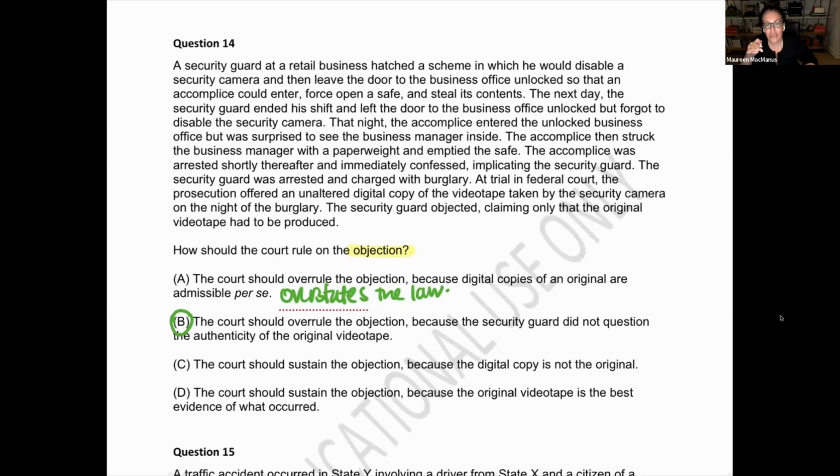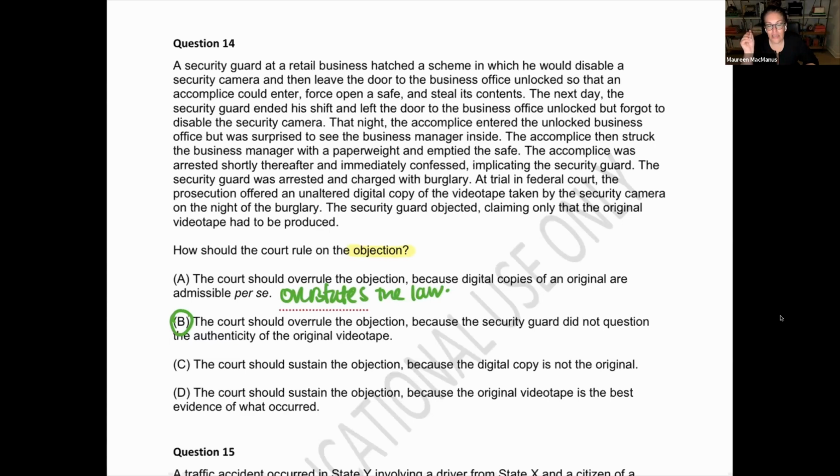So sometimes you'll see a more general rule. Like, the court should overrule it because digital copies of the original are admissible. Let's just say we struck where it says per se. It would still be incorrect that way, but we want the one that also encapsulates the exception to the rule, which is, all right, it's a copy of the original and that is okay, and there was no challenge to it. So that includes the exception.